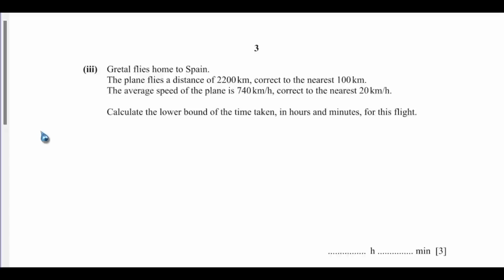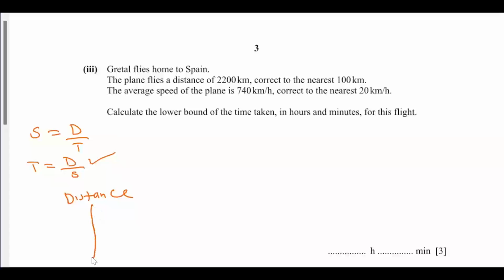So we know that the formula for speed, S denotes speed. Speed will be equals to distance over time taken. So time taken will now be equals to distance over speed. Okay, this is what we need to use. So we need to calculate the upper and lower bounds of the distance and speed respectively. So let's start with the distance. Okay, you have the distance here.